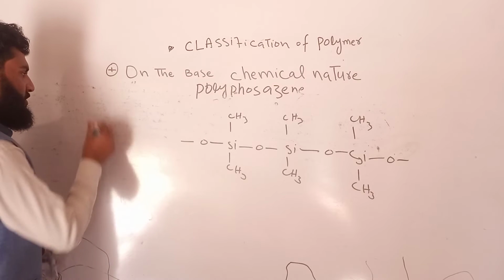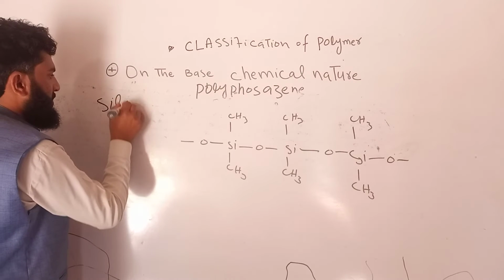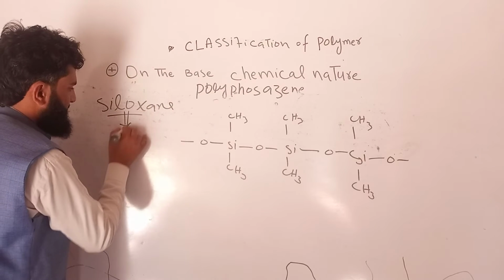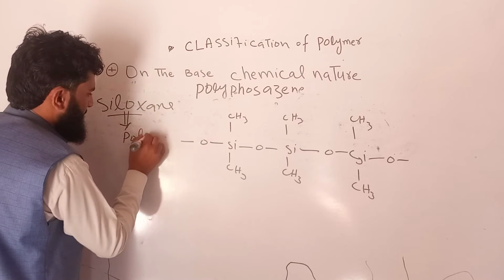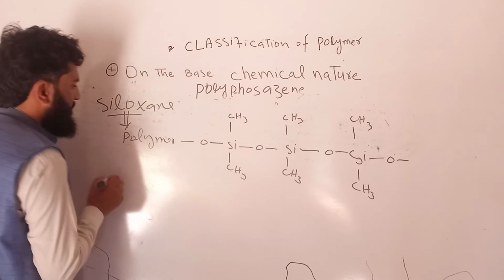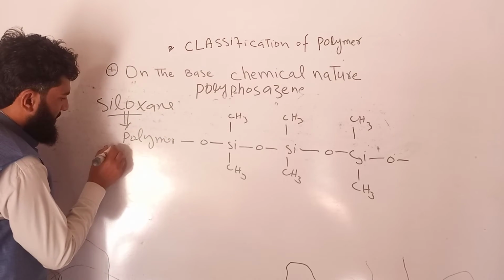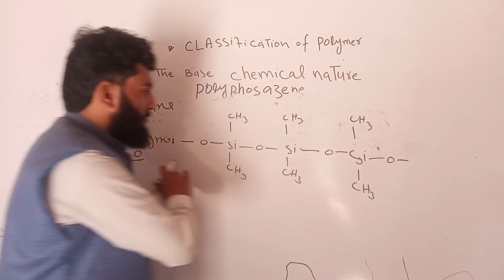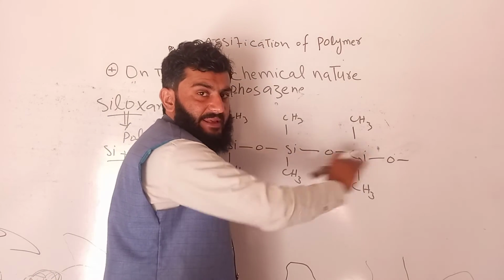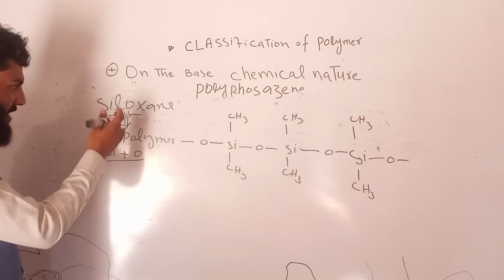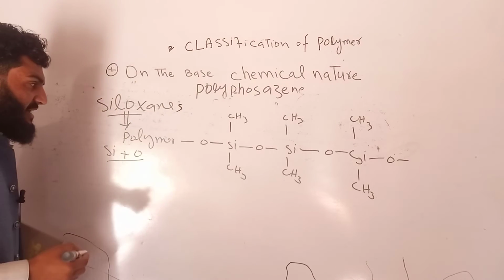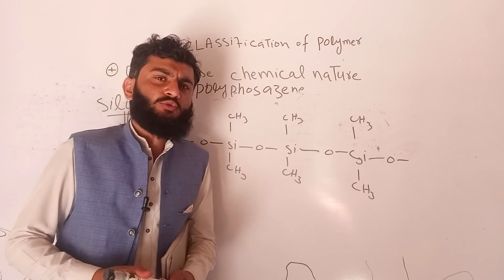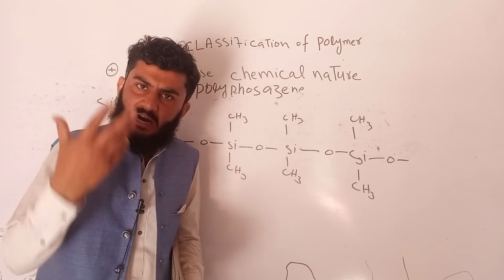Siloxane is actually a polymer where silicon plus oxygen exists in their main skeleton. Clear? There are so many types of siloxanes.